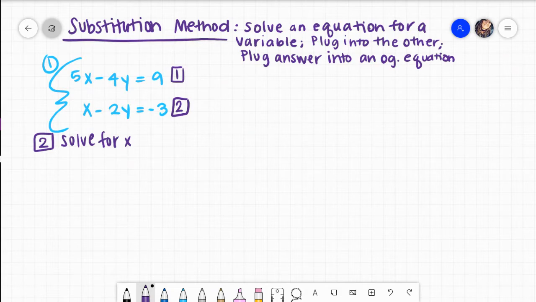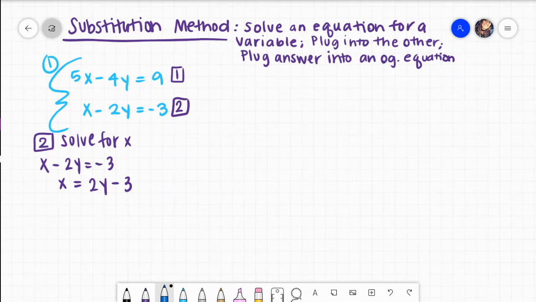Okay, so let's go ahead and write down equation 2, which is x minus 2y equals negative 3. In order to solve for x, I need to actually isolate that variable. And so what I'm going to do is move that negative 2y to the right-hand side. And so now what I get is x equals 2y minus 3.